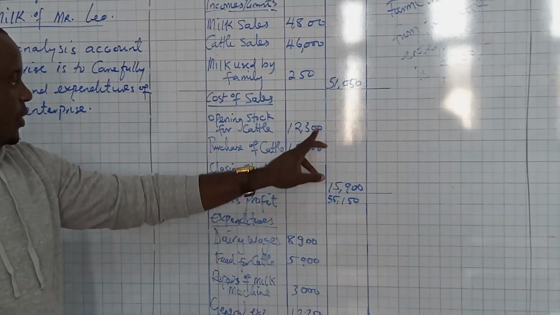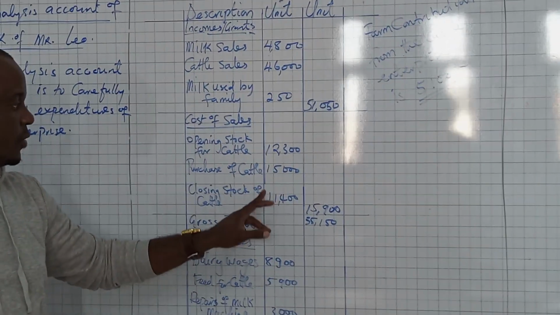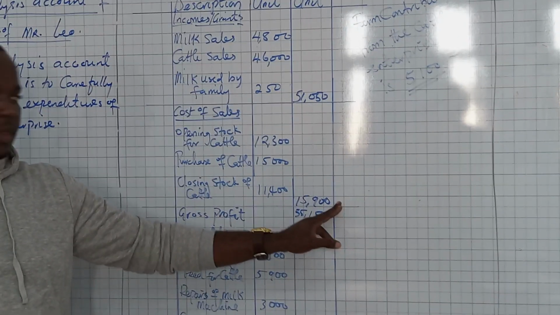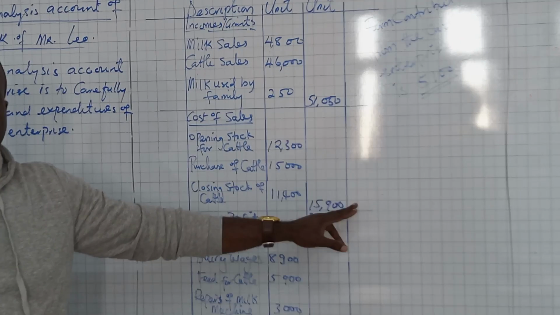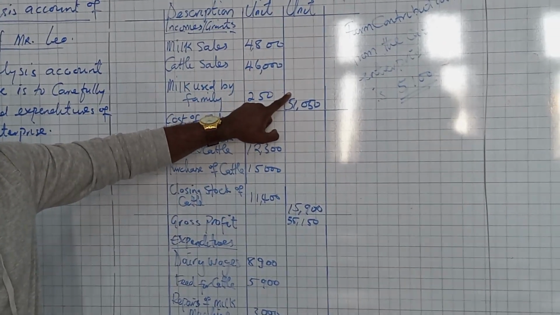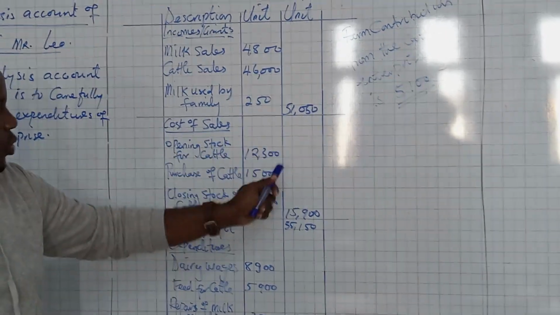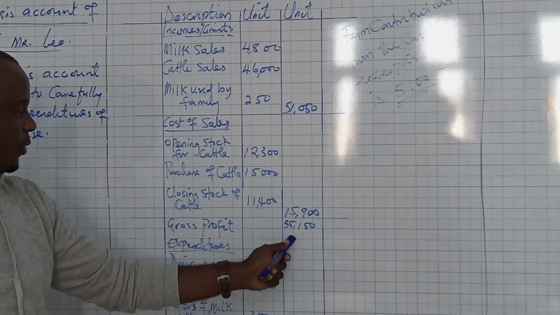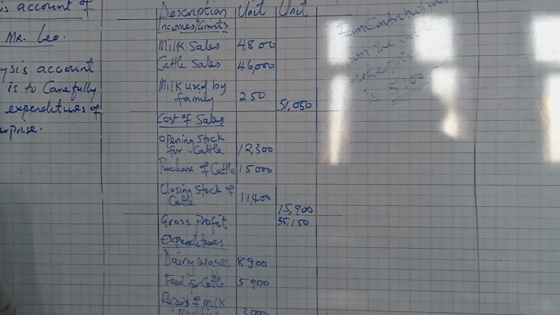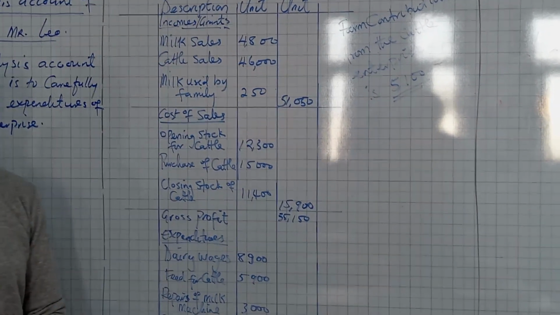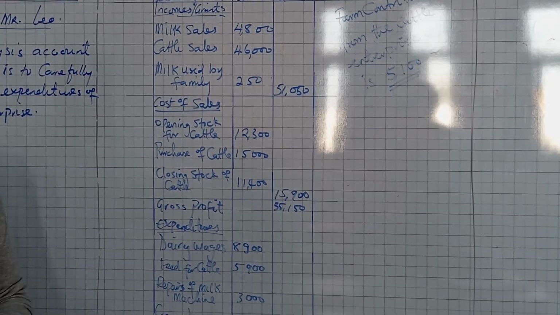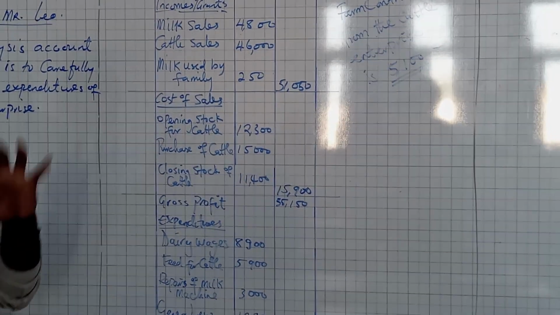What do we do? We take the opening stock plus the purchase and minus the closing stock to give us the net cost of sales. So the net cost of sales is 15,900. We minus it from the total income. The total income is 51,000. So what we do with it means we are left with gross profit of 31,150. But there are other expenditures done by this enterprise because they need to pay workers, they need to repair the machine for milk, they need to do other things. So we have to consider them.